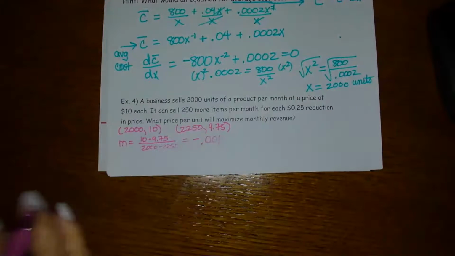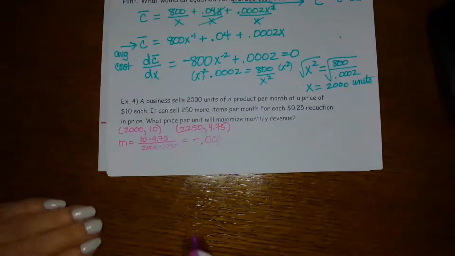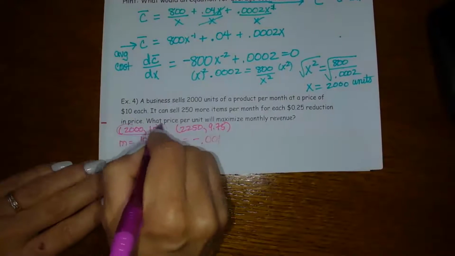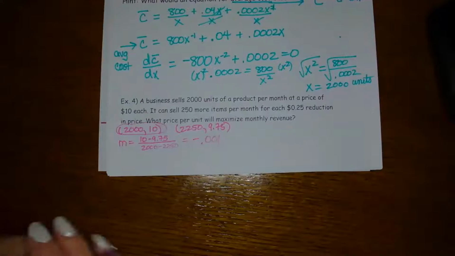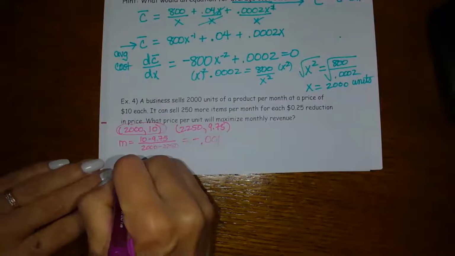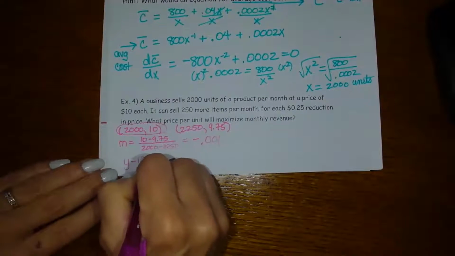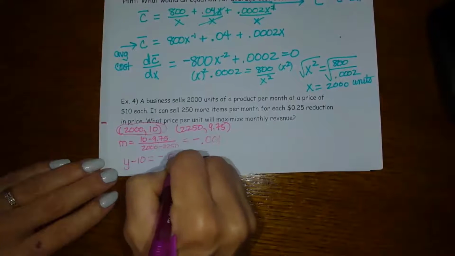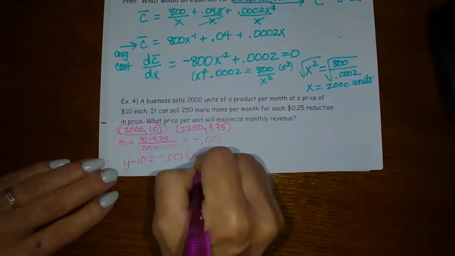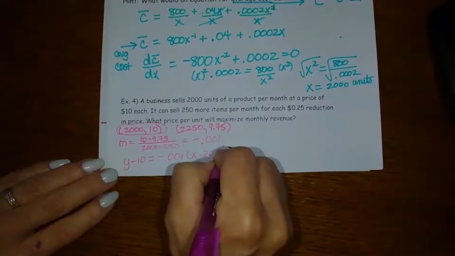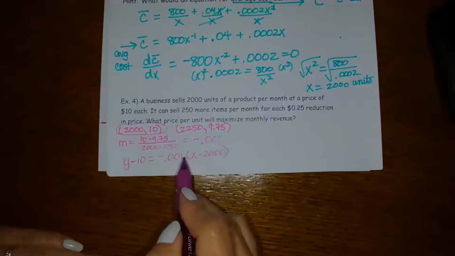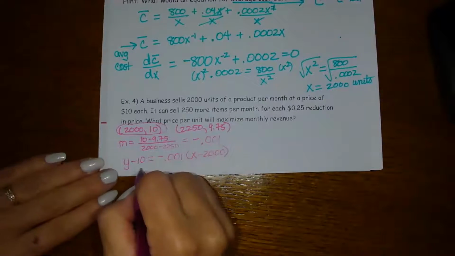So then we choose one of the points and we write point slope formula, right? I like this point the best because I don't have to worry about decimals. So I'm going to say Y minus 10 equals negative 0.001 times X minus 2,000. Then y'all got to distribute the 0.001. Come on now.